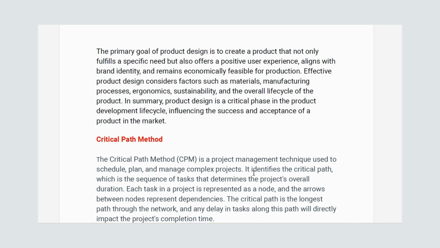So effective product design considers factors such as materials, manufacturing processes, ergonomics, sustainability and overall life cycle of a product. So in summary, we can say that product design is a critical phase in the product development life cycle, influencing the success and acceptance of a product in the market.